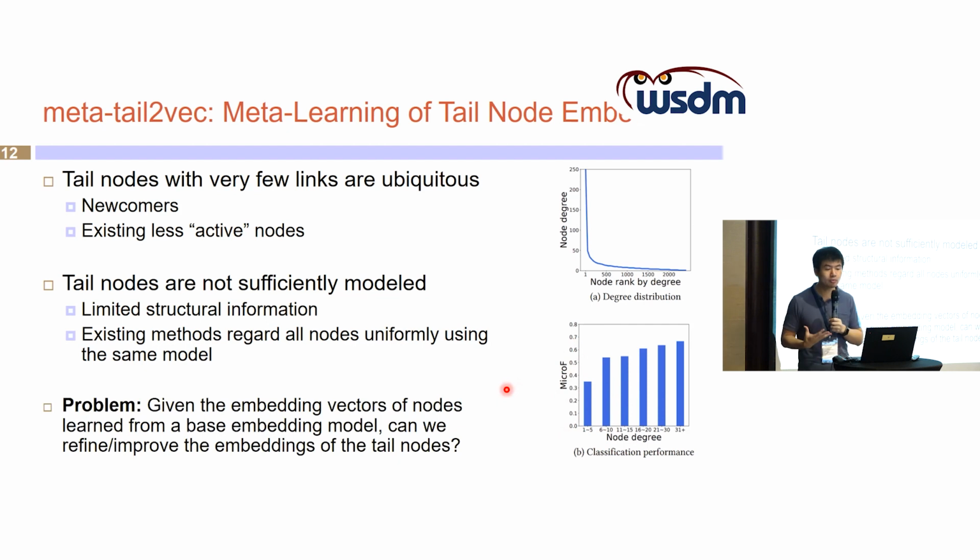So our problem statement here is that suppose I have the embedding vectors of the nodes learned from a base embedding model. It can be any base embedding model, a graph neural network or a network embedding. Can we refine or improve the embeddings of the tail nodes? How can we push up their performance, to be maybe still not as good as the head nodes, the nodes with a large degree, but try to make them better?